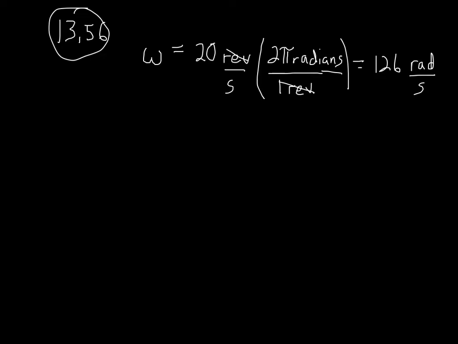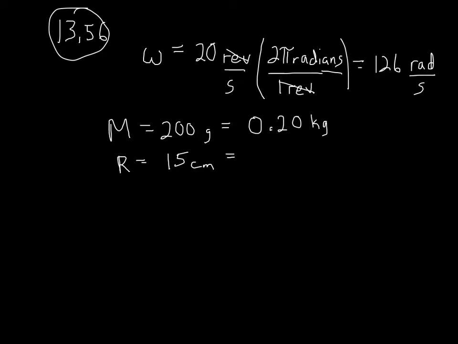I'm told the mass of my Frisbee is equal to 200 grams. And I will go ahead and write that into scientific notation right away. So that's 0.20 kilograms. And I'm told the radius of my Frisbee is equal to 15 centimeters. And then once again, convert that into SI units. That's going to be 0.15 meters. I'm asked to find the angular momentum.